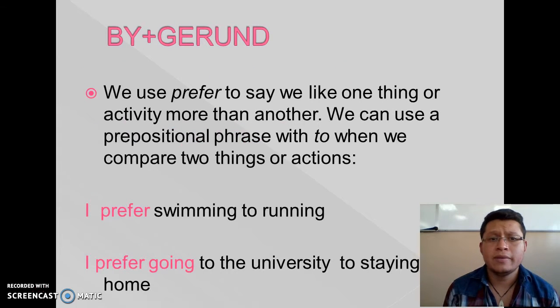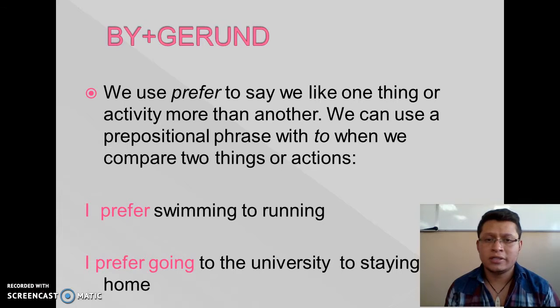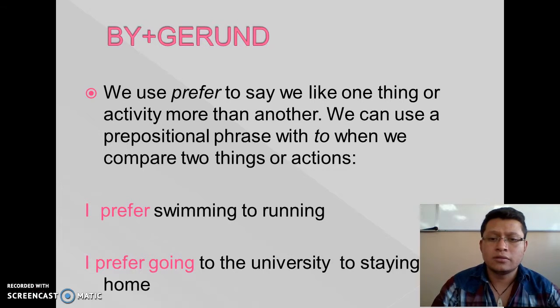Let's see prefer plus gerund. We use prefer to say we like one thing or activity more than another. We can use a prepositional phrase with to when we compare two things or actions. For example, I prefer skiing to reading. I prefer going to the university to stay at home.